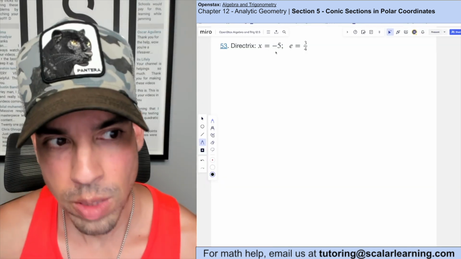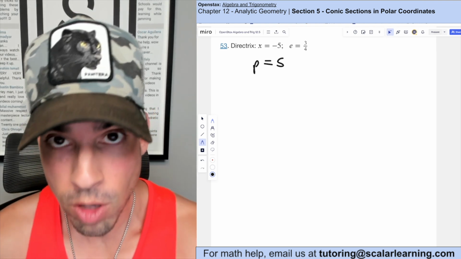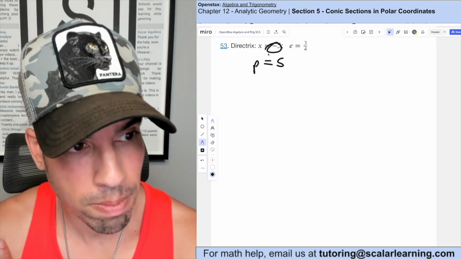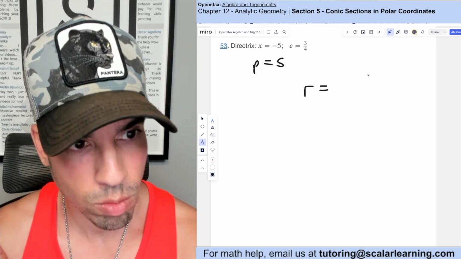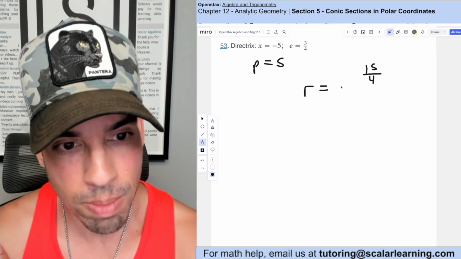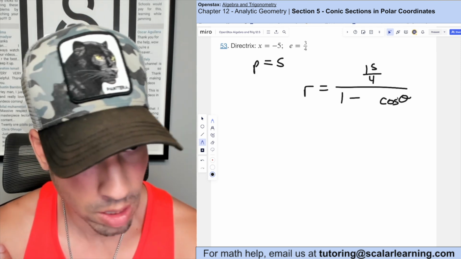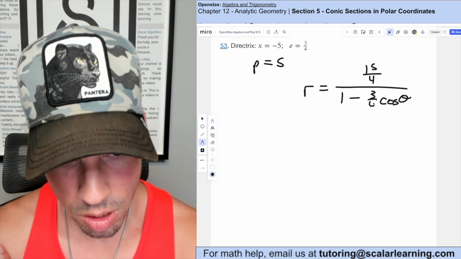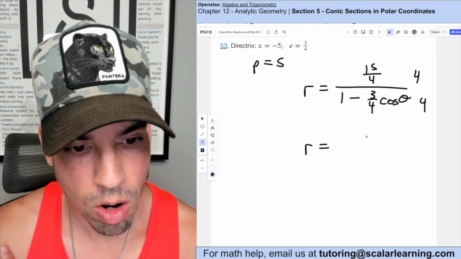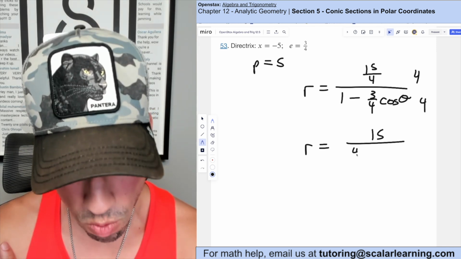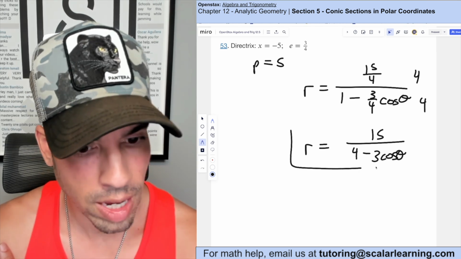Done. So for this one, that directrix means we have a p value of 5. Since it's x equals for the directrix, we know we have cosine in the denominator. And since it's minus 5, we're going to have a minus in between. So we got r is equal to p times e, which is 15 over 4 on the top, over 1, again minus, and as I mentioned, it's going to be cosine of theta with that e value of 3/4 in front. Now to get rid of those fractions, we're going to multiply by 4 over 4, and we've got r is equal to 15 over 4 minus 3/4 of 4, which is 3, cosine theta. That's how you do it.